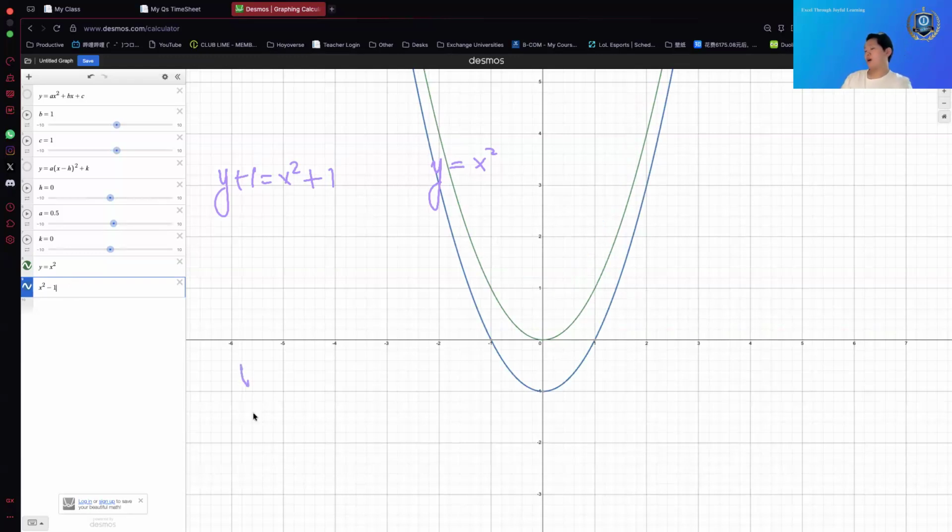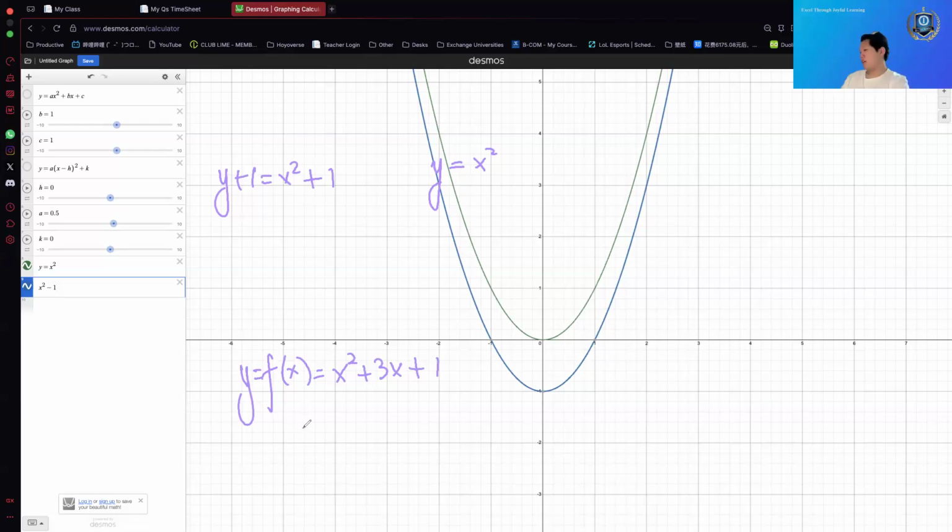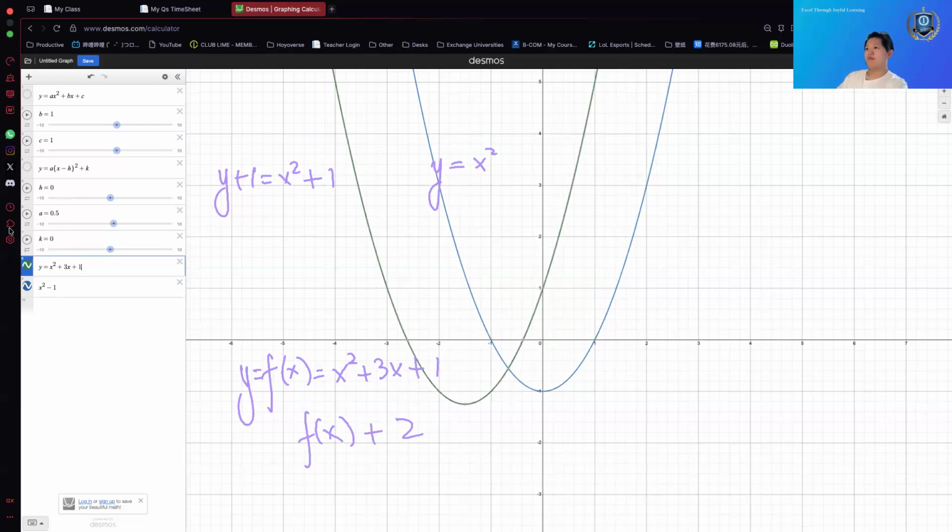For example, y equals f of x, right? Which equals, it could be whatever, just give me some random numbers, like that. If I decide to do f of x plus 2, which means that I'm adding 2 to the entire thing, what's going to happen in the graph? We'll see. I have x squared plus 3x plus 1. Right? Now, if I added 2, f of x plus 2, can you tell me what f of x plus 2 would be?